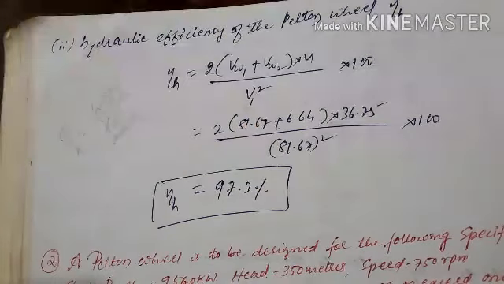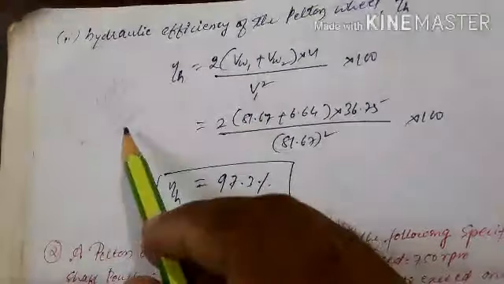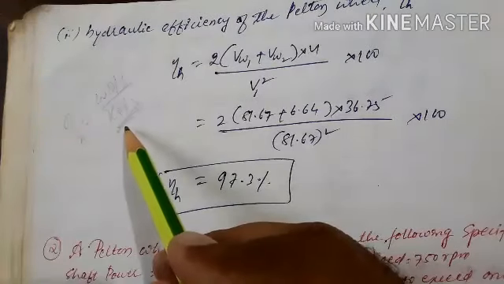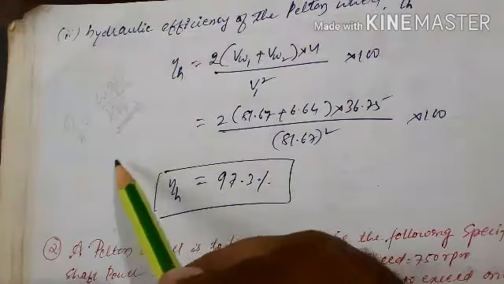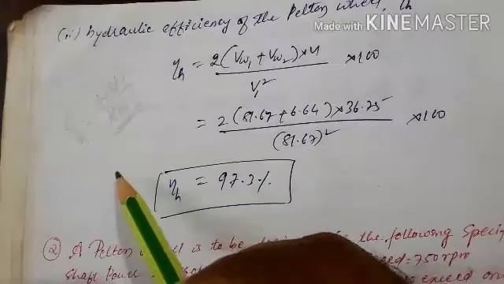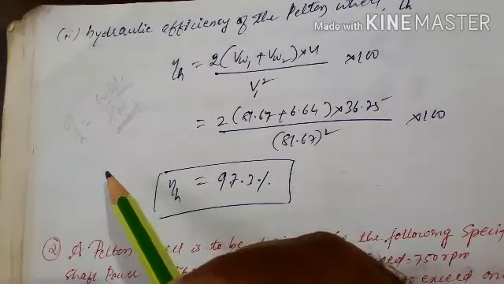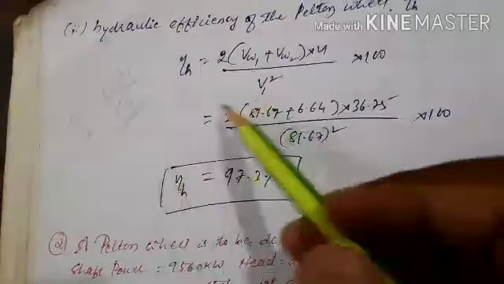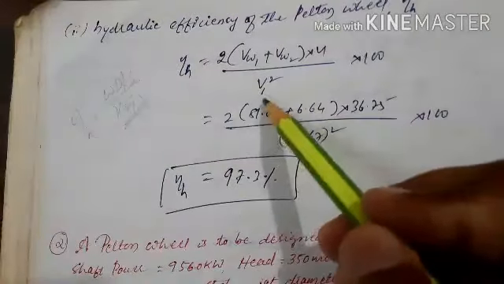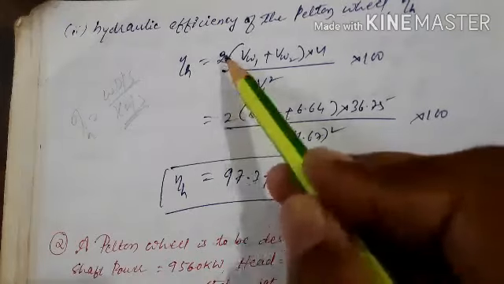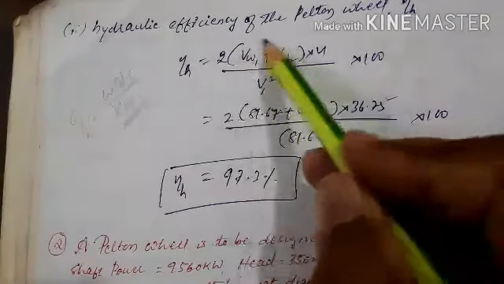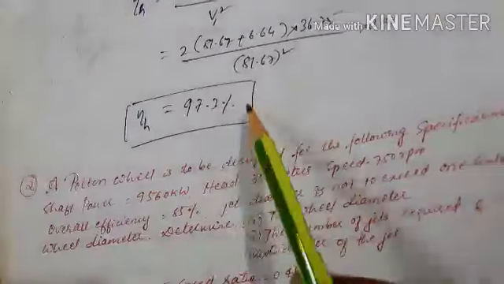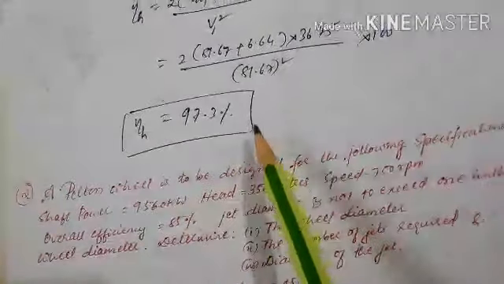So why v1 square? Because kinetic energy per second will be half m v square, that is we get kinetic energy per unit weight of water. Then when you substitute that one, we get v1 square by 2, then the 2 goes in the numerator, then we get this equation, then we get 97.3%.